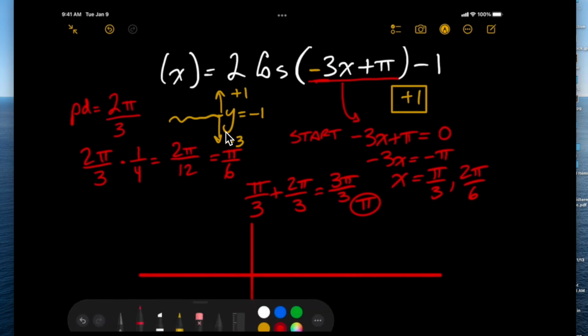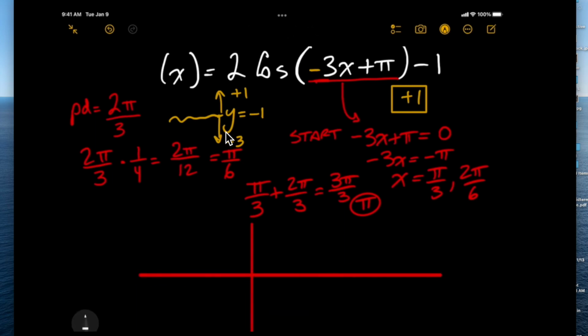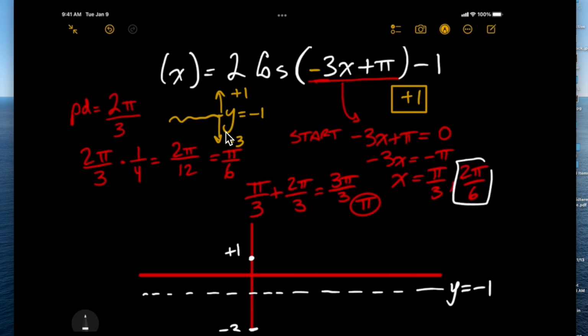I'd like to plot the middle of the graph first. Recall, this dotted line is the midpoint of the graph. It is not a horizontal asymptote, and that's going to be at y equals negative 1. Our maximum point is going to be at positive 1, and our minimum point is going to be at negative 3. We are now going to set up our scale. Our starting point is going to be at 2 pi over 6. And our ending point way out here is going to be at pi, also known as 6 pi over 6.